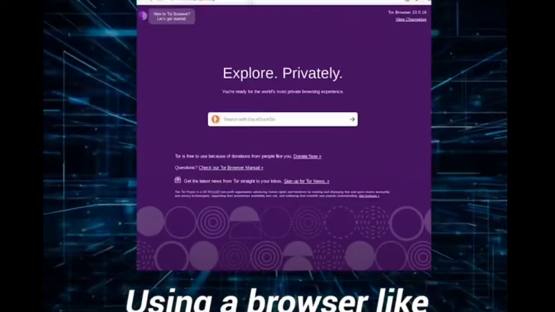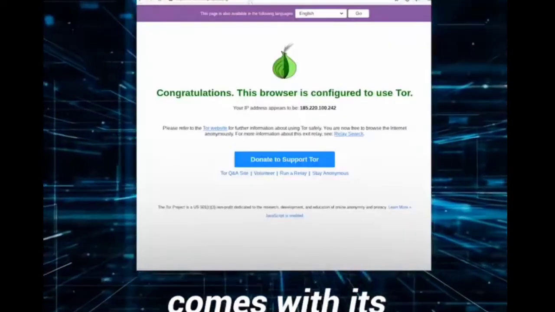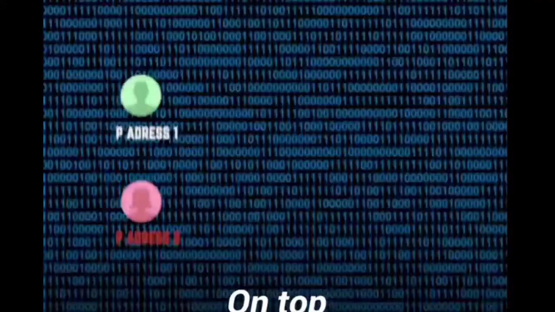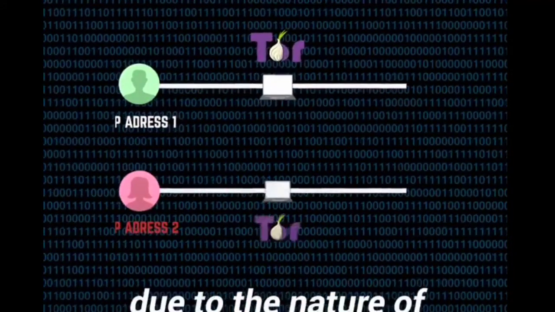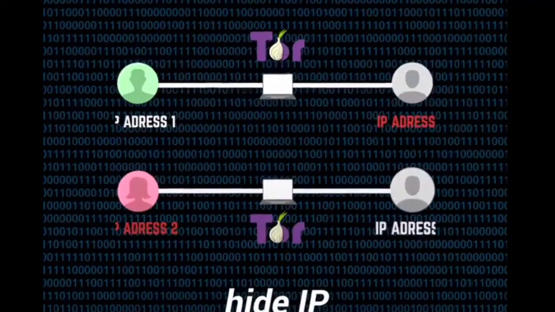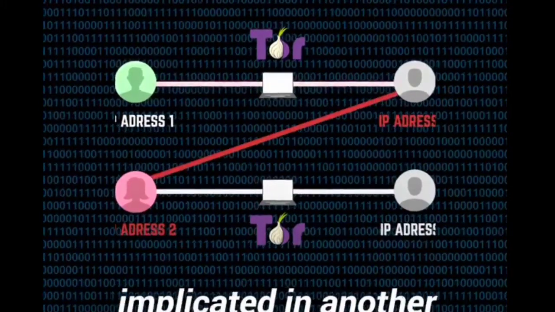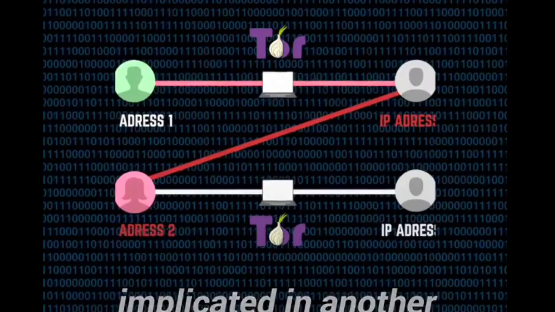Using a browser like Tor as your main browser comes with its unique set of drawbacks. For one, it's much slower than using a normal browser. A lot of web services are also blocked from browsers like Tor. On top of this, due to the nature of how these browsers hide IP addresses, you may find your own IP address implicated in another individual's illicit activity.